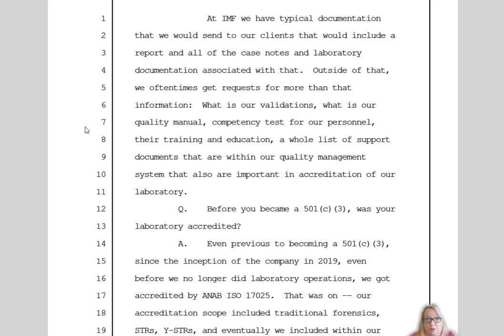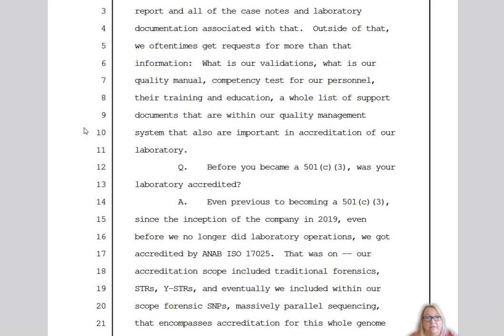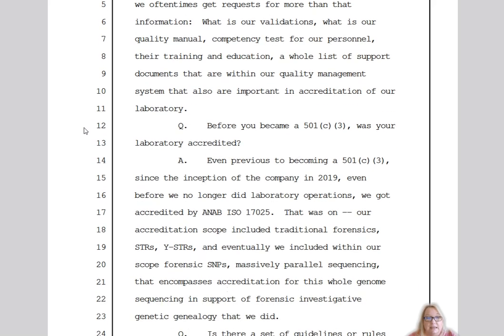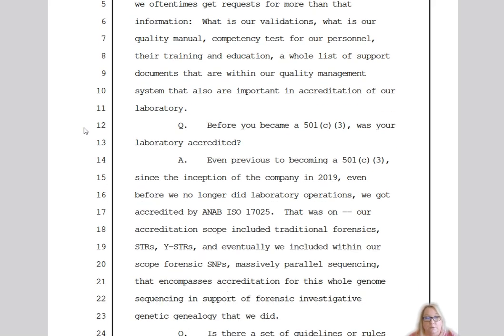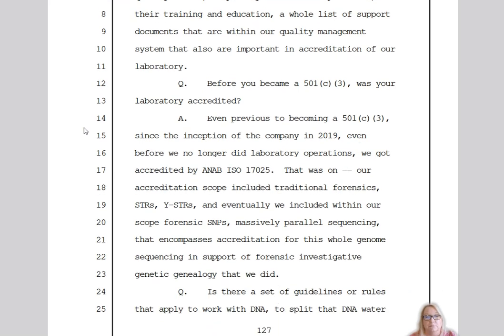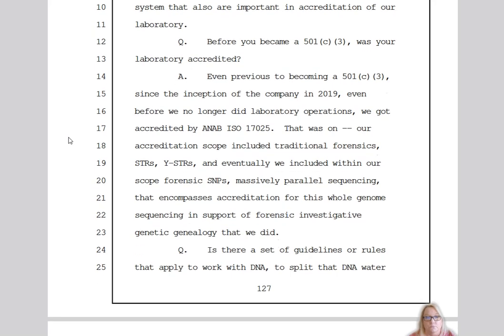which would include a report, all the case notes, and lab documentation associated with that. Outside of that, he often gets requests for more information. What are the validations? What's the quality manual? Competency tests for our personnel, their training and education, a whole list of support documents that are within our quality management system that are also important in accreditation of our laboratory.